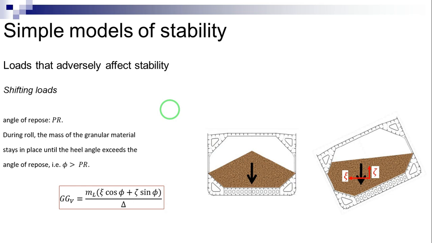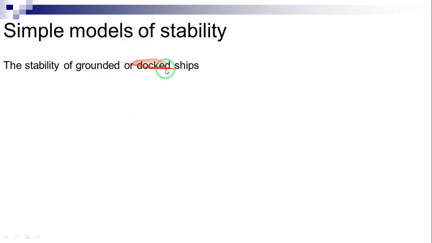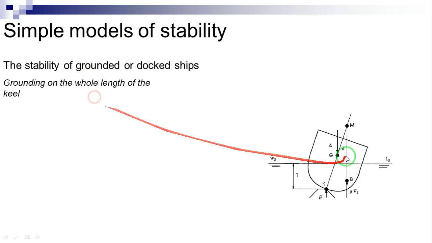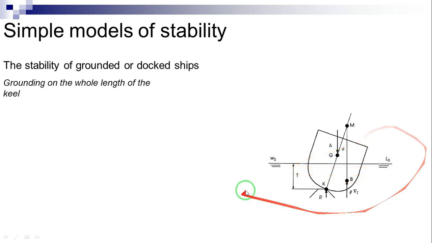The stability of grounded or docked ships. Grounding on the whole length of the keel. This figure shows a ship grounded on the whole length of the keel. If local tide lowers the sea level, at a certain draft, the ship will lose stability and capsize. To plan the necessary actions, the ship master must know how much time remains until reaching the critical draft. A similar situation occurs when a ship is laid in a floating dock. While ballast water is pumped out of the dock, the draft of the ship decreases.